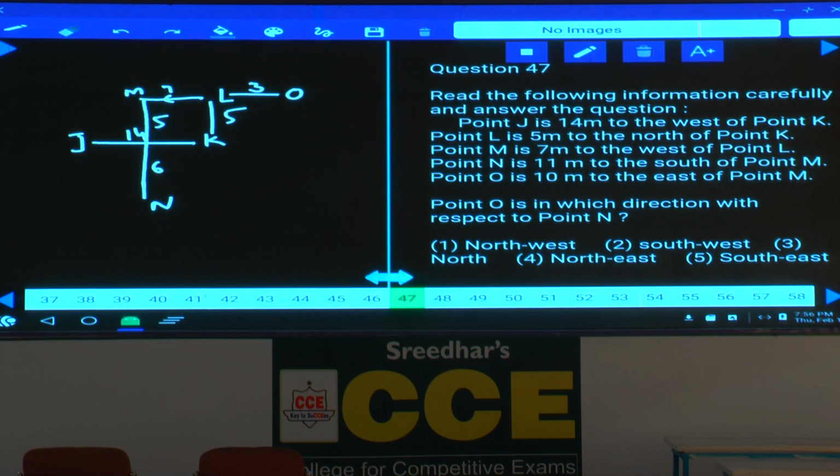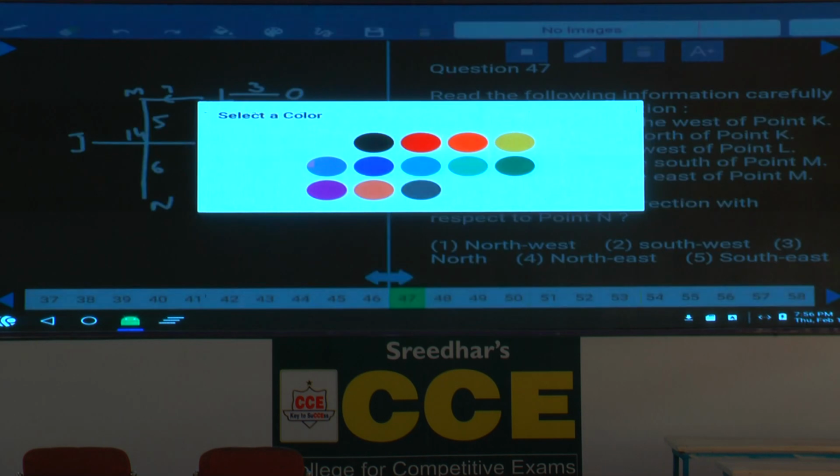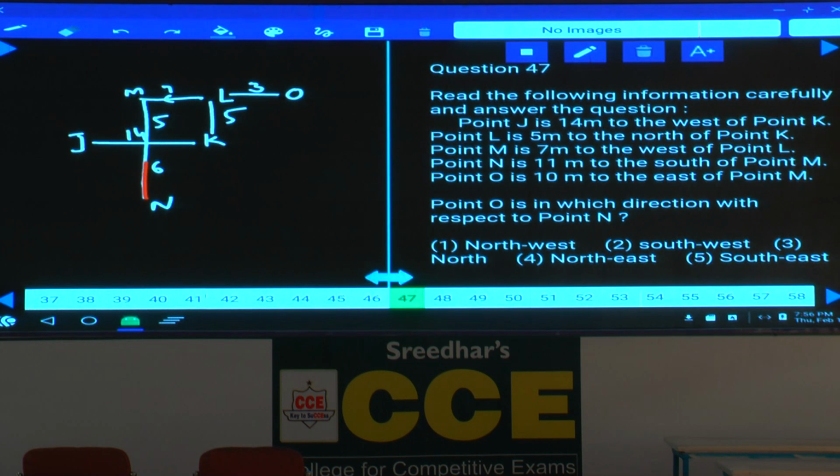Then point O is in which direction with respect to N? O is in which direction here? Tell me the direction of O with respect to N. Now this is north and this is east, hence north and east, northeast, that is choice 4.